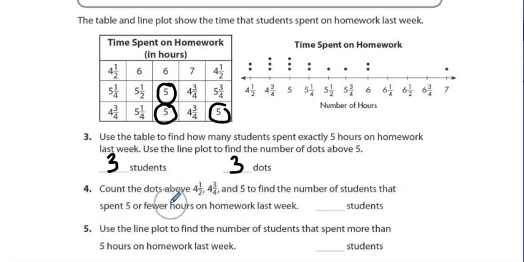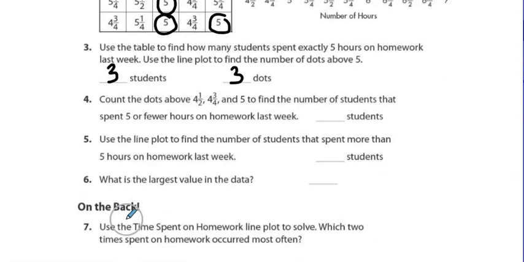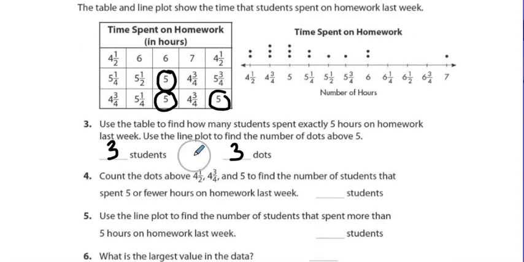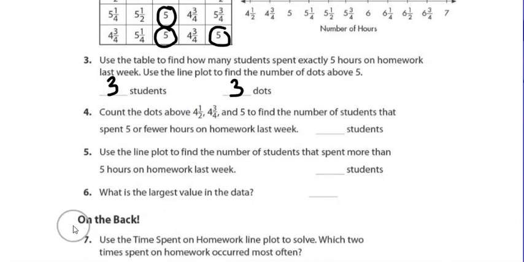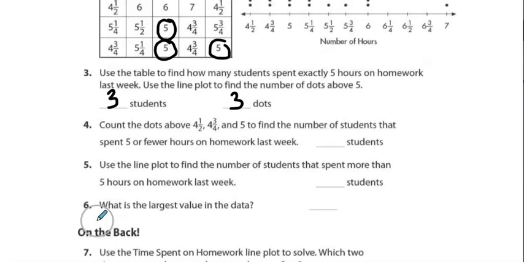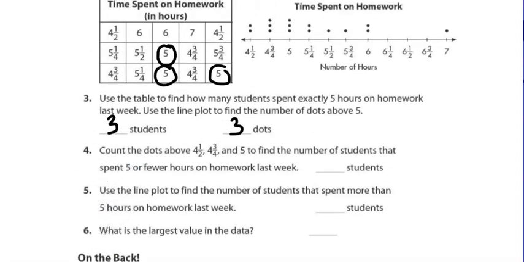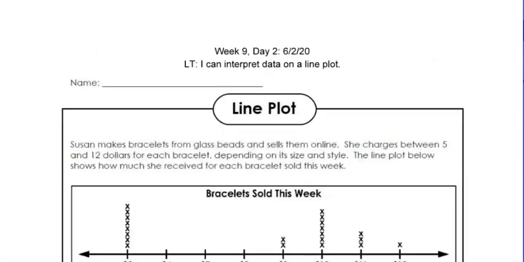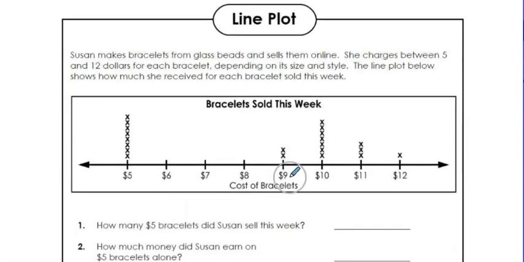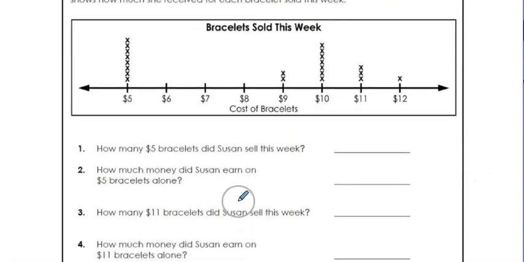Looking at number 4, actually, I'm going to have you do 4, 5, 6, and 7 independently on this page. So we're going to switch over to page 9, which is going to be day 2 in your packet. So on this page, we're looking at the line plot and we're answering these 7 questions.